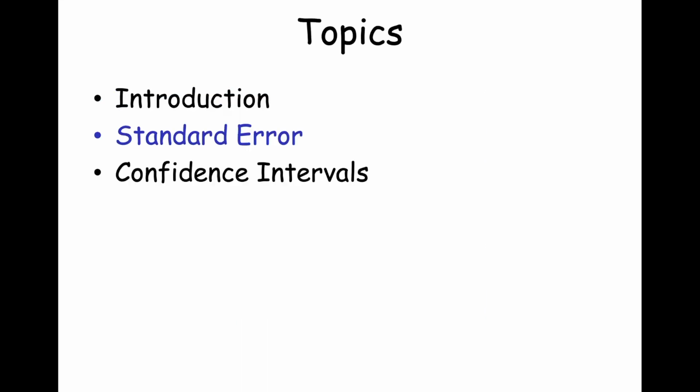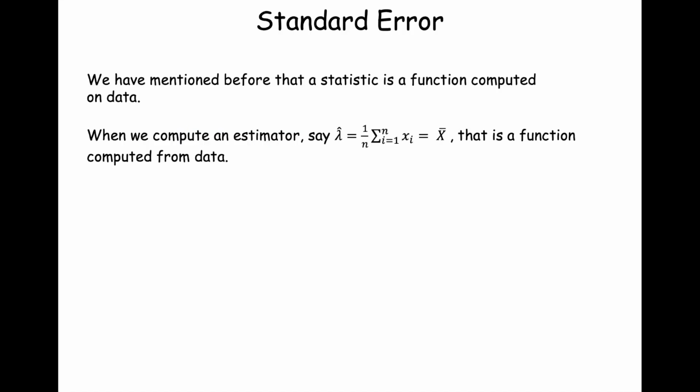All right, so let's take a look at standard error. So we've mentioned before that a statistic is nothing more than a function that's computed over data. And we say that we compute an estimator, and that estimator you can use to stand in place of that unknown ground truth parameter. And we talked about the Poisson distribution is governed by parameter lambda, the rate parameter, and then we did method of moments estimation, and found that the estimator lambda hat is nothing more than x bar.